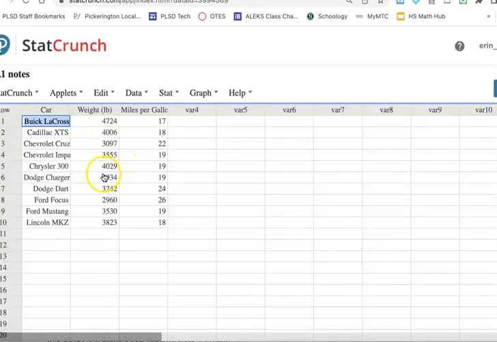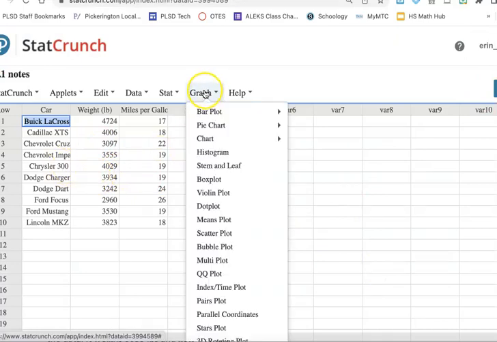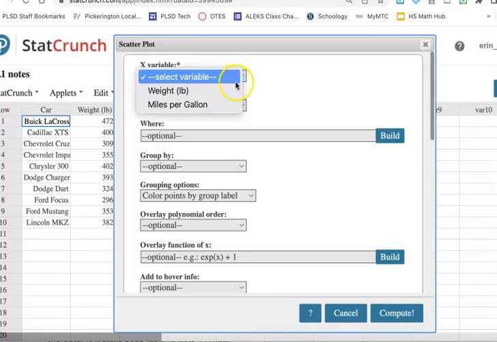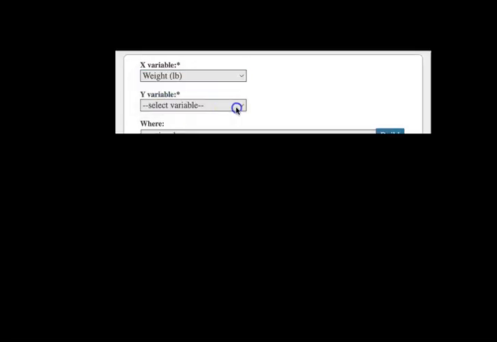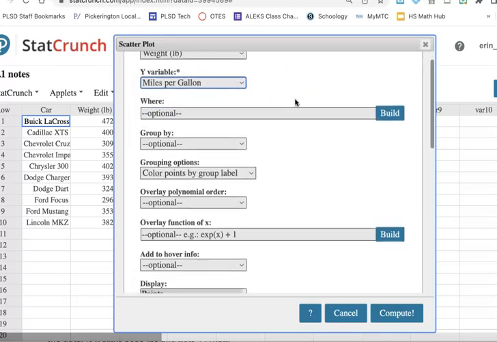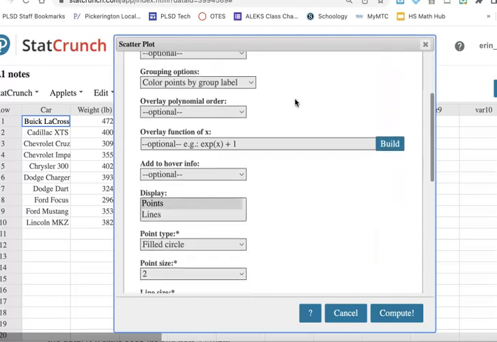So here is our data. I'm going to go to Graph, and I'm going to go to Scatter Plot right here. Maybe if it will let me select it. Come on, little buddy. There we go. All right, so my X variable, meaning my independent variable, is going to be the weight. My Y variable, the one that I'm interested in predicting, is going to be the miles per gallon.